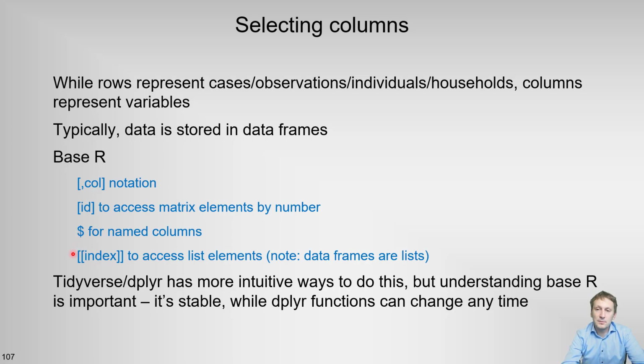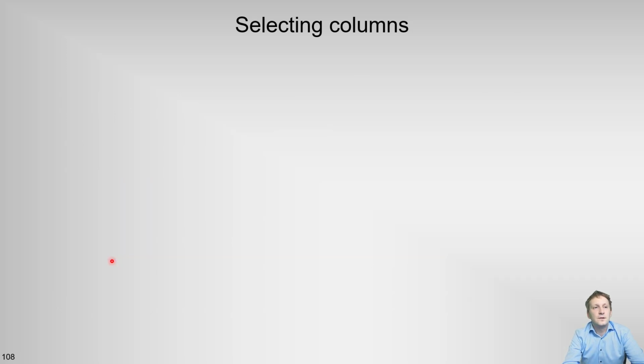And you can also use a double bracket operator to access list elements. Notice data frames are also lists, but they're a little bit of a special case. In a standard list, the double bracket is sort of the proper way to access what is inside a list element. Well, Tidyverse and dplyr have more intuitive ways to do all of this, but again, we want to focus on base R for this lecture because it's stable. It will probably stay the same for the next 10 years, as opposed to the Tidyverse function, which may change whenever Hadley and others feel like it. Okay, selecting columns.